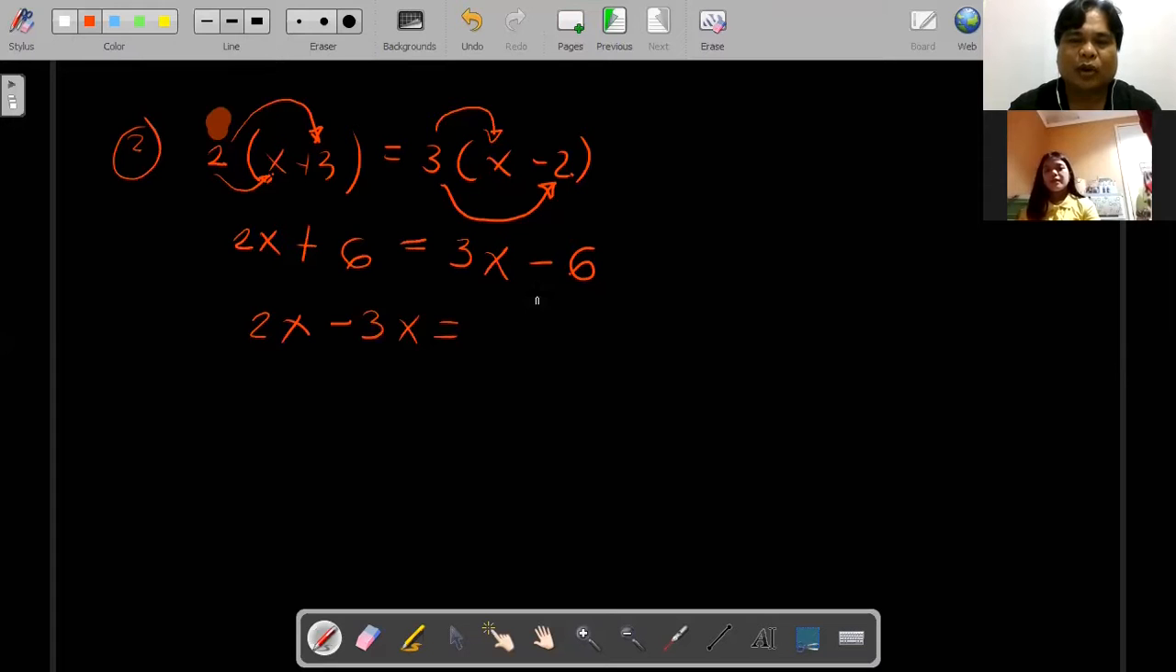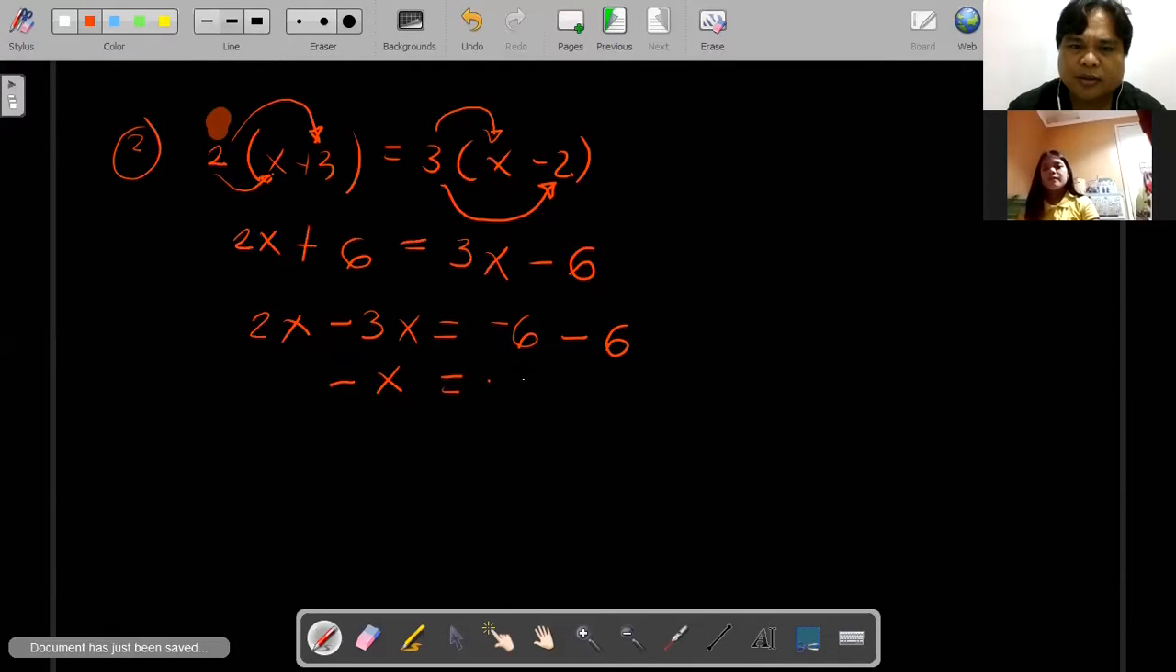And then what you have left is negative 6. Then the 6 here transfers to the right, so this becomes minus 6. So 2x minus 3x, you have negative x, right? And then negative 6 minus 6, how do we subtract unlike signs?